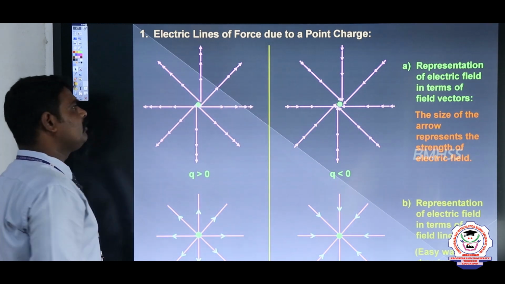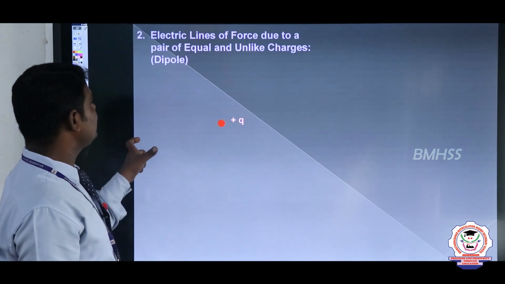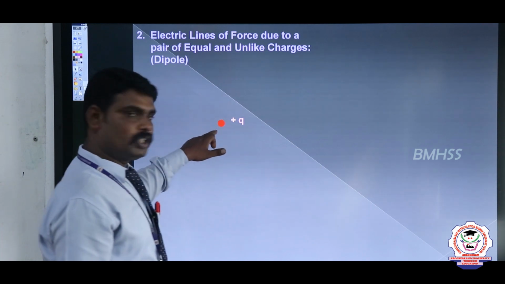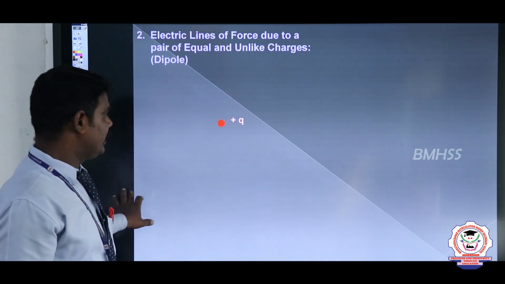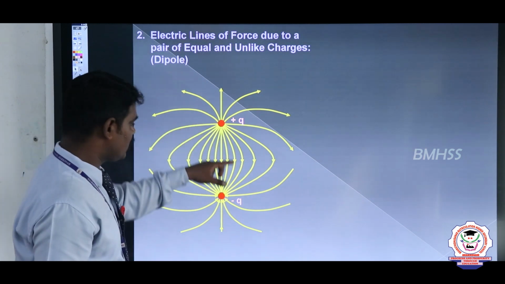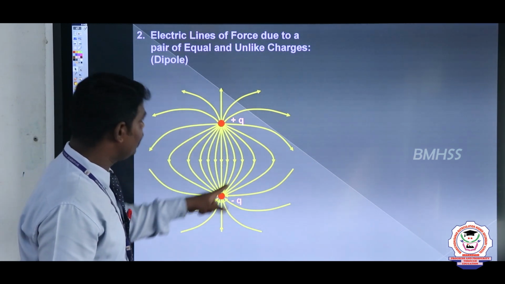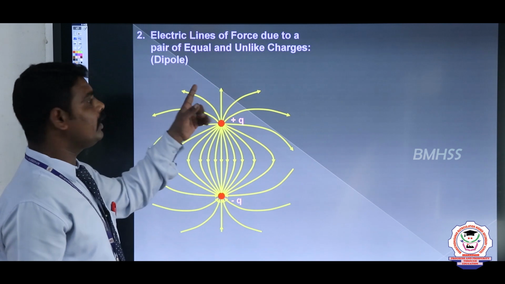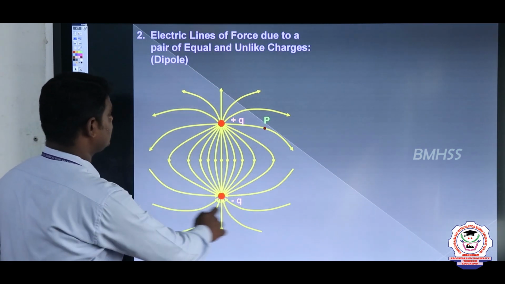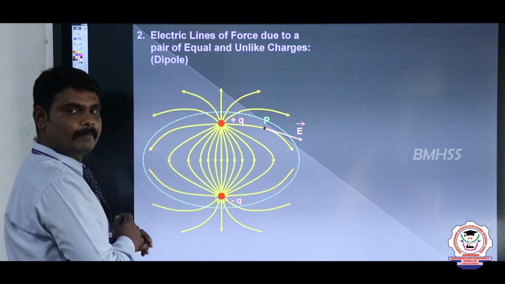Next, if I take two point charges, which means a pair of unlike charges, this is a positive charge and this is my negative charge. The electric field moves from the positive charge to the negative charge. This is the electric field lines due to unlike charges. Here the field will be created around the two charges.